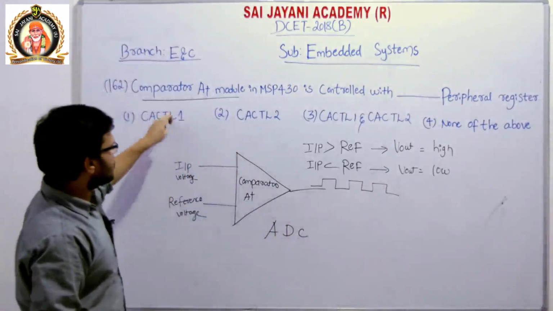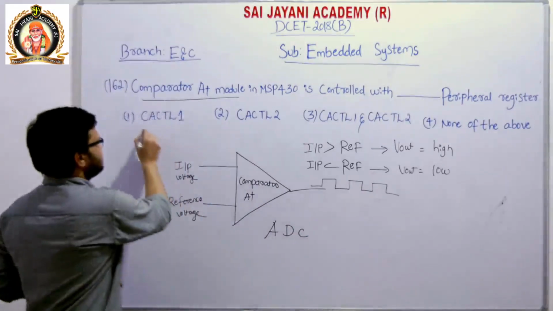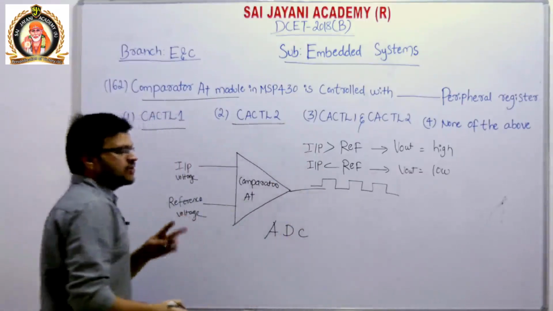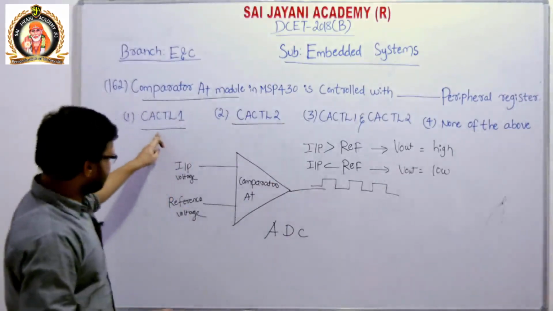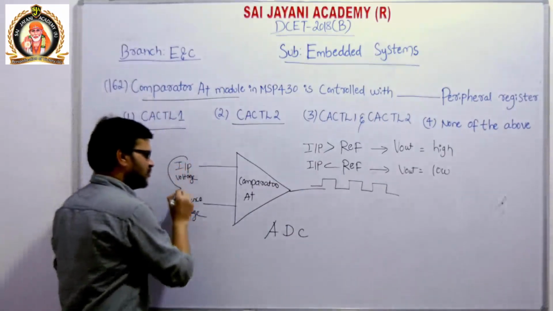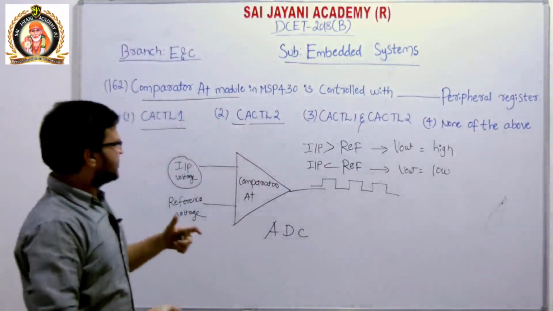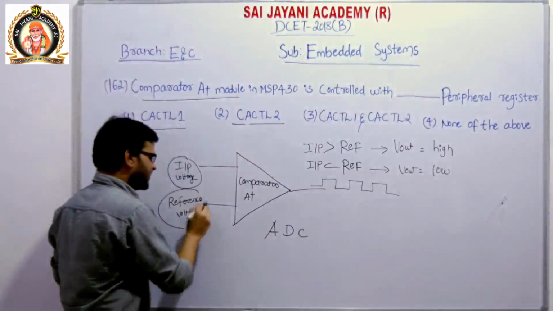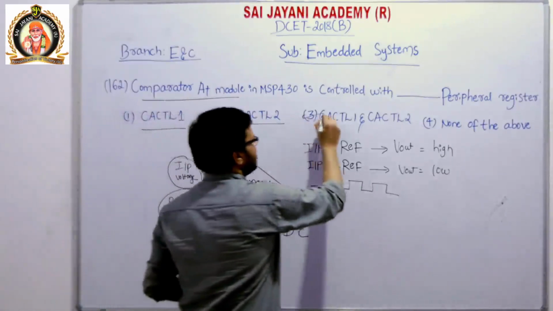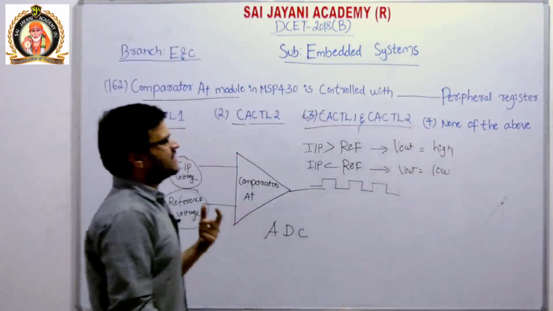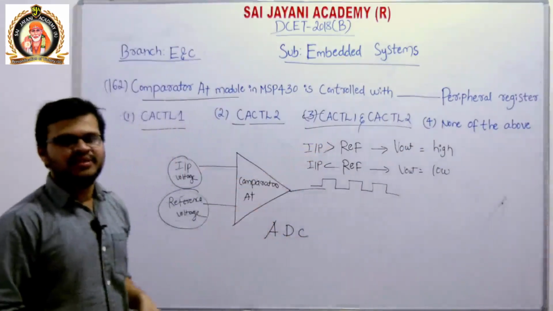Here the Comparator A+ module is mainly controlled by two registers called CACTL1 and CACTL2. The CACTL1 register is mainly used to select the input voltage. Similarly, the CACTL2 register is mainly used to select the reference voltages. So from the given options, the third one, that is CACTL1 and CACTL2, are used in the Comparator A+ module as peripheral registers.